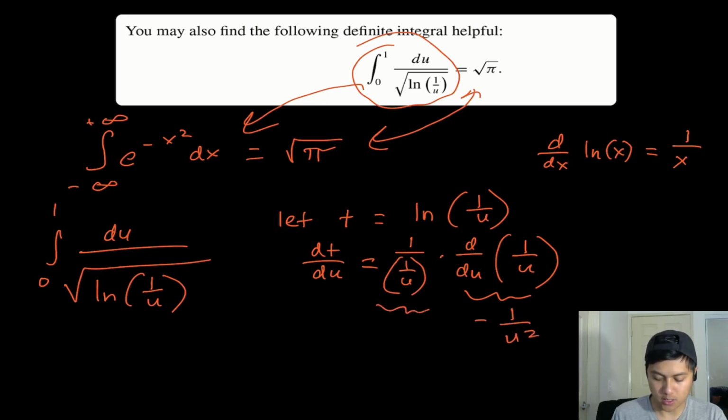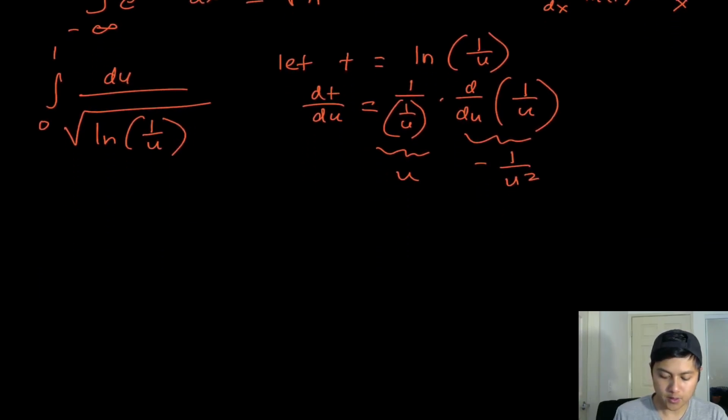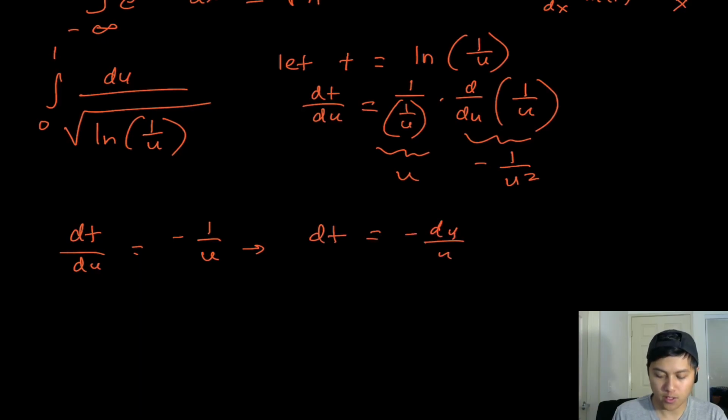I said this is just u. So we'll have dt du. Oh, that was a weird u. I don't know why I wrote that there. That's just equal to negative 1 divided by u. And so if we solve for the differential du in terms of t, we'll get dt is equal to negative du over u, or negative u dt is equal to du.